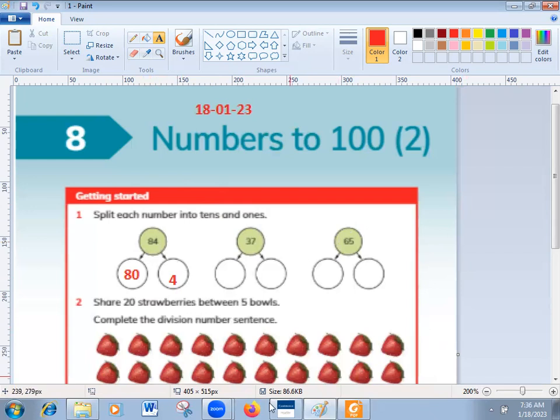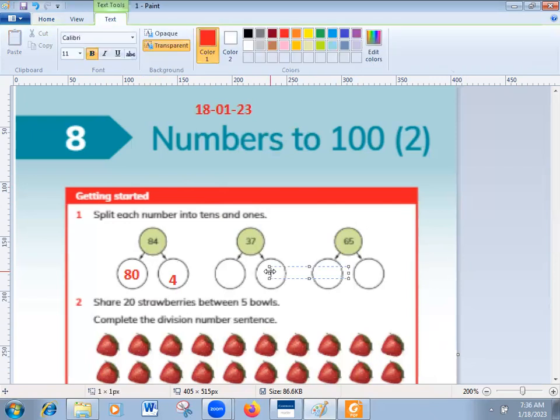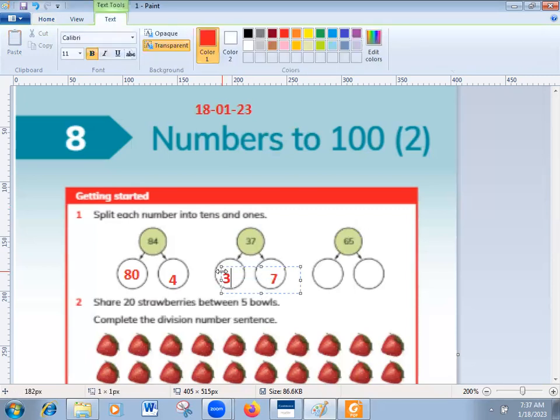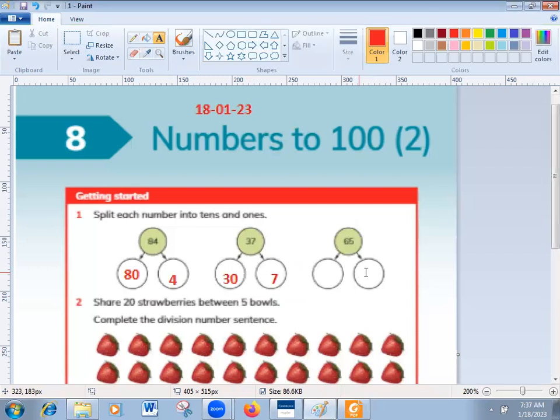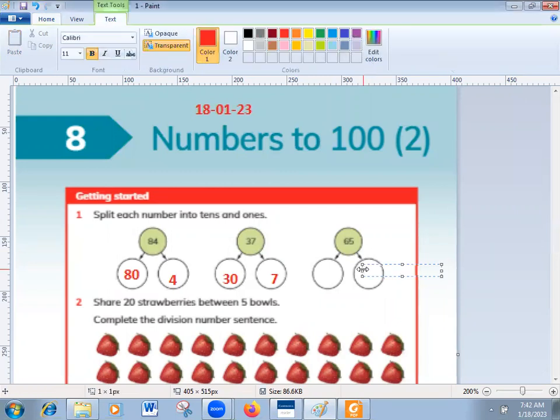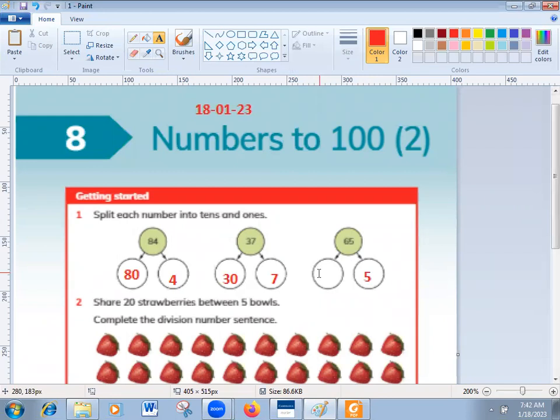Okay, next one, that is 37. So 7 is going to be ones and 30 is the tens. 5 is the ones. In 65, we have 5 ones. So in 65, 5 is going to be ones and 60 is tens.